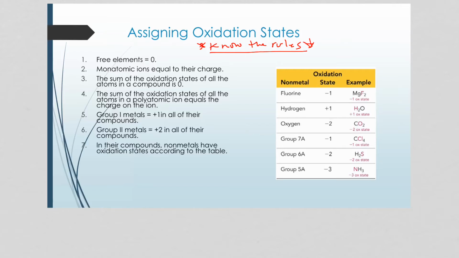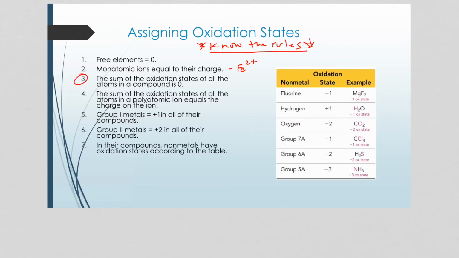So the first thing is any free element is assigned 0. We saw in that reaction that magnesium metal and O2 gas were assigned oxidation states of 0, because they're in their elemental form. If we have a free monatomic ion, its oxidation state is equal to its charge. So for example, if we showed Fe2+ ions in the equation, then the oxidation state would be 2+.